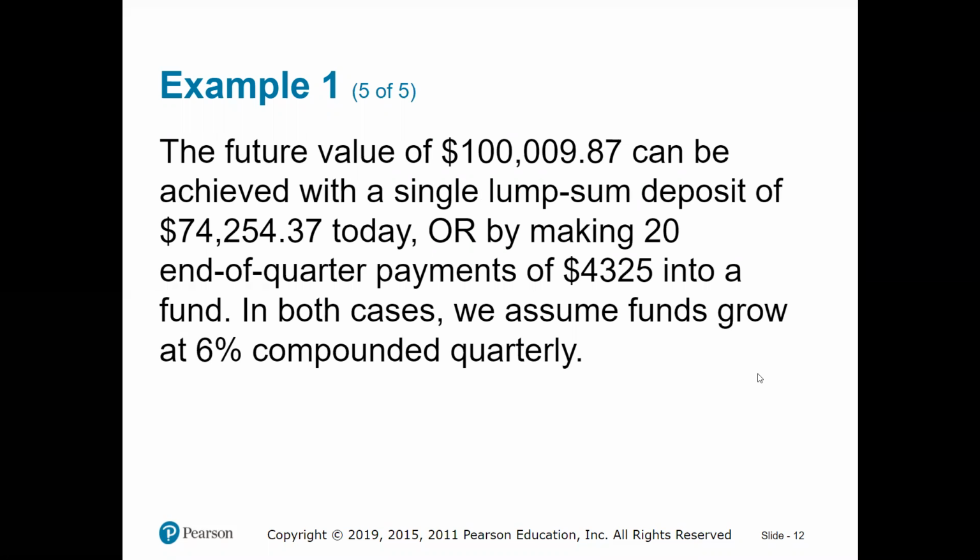The future value of $100,009.87 can be achieved with a large lump sum deposit of $74,254.37 today, or by making 20 end-of-the-quarter payments of $4,325 into a fund. In both cases, we assume funds grow at 6% compounded quarterly.